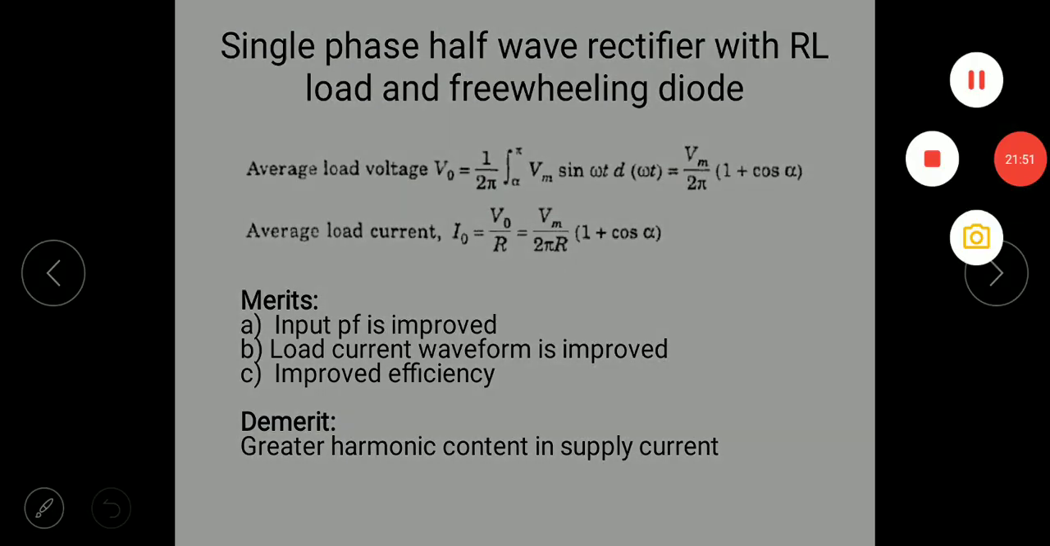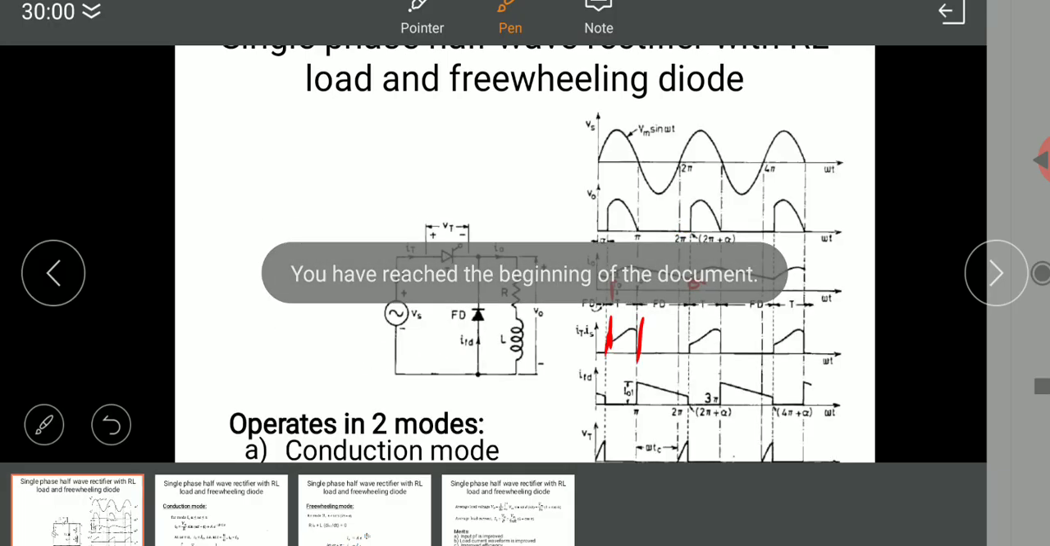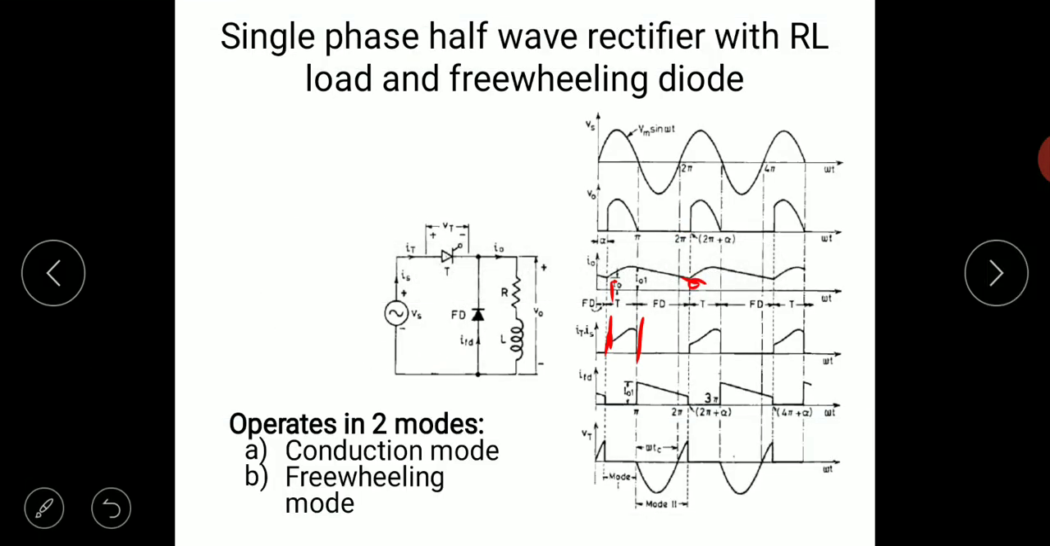Now finally coming to the merits and demerits of using a freewheeling diode. If you check the waveform of current, here you can see that the current is continuous in nature. The current is not falling to 0. We can control this just by controlling the value of inductance. If we have kept large inductance, then the change in current will be low, and if the change in current is low, the current will not fall to 0 within the stipulated time.